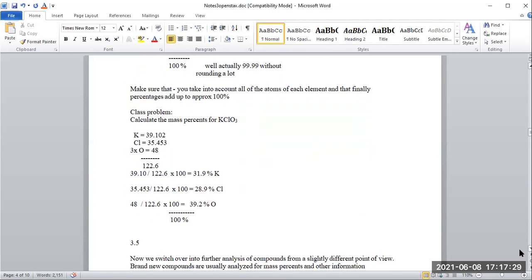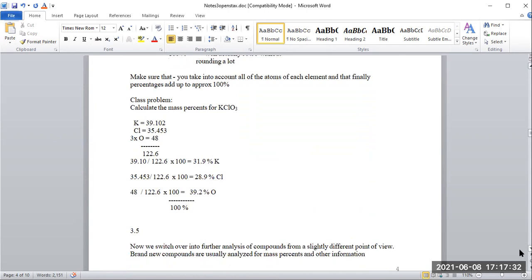So have a look at this one. This one is similar. I kind of streamlined the steps a little bit here. I've got potassium chlorate. ClO3 is a chlorate anion. I've got 1 K, 1 Cl, and 3 Os. I didn't show you all the steps here. I didn't show you that oxygen is 16. So 3 times 16 is where the 48 comes from.